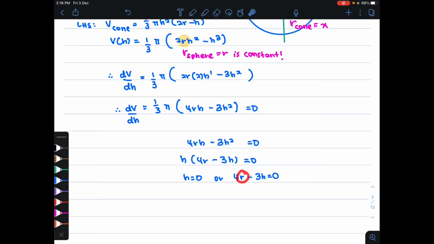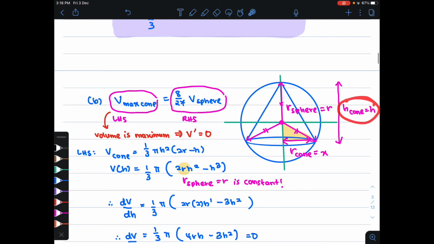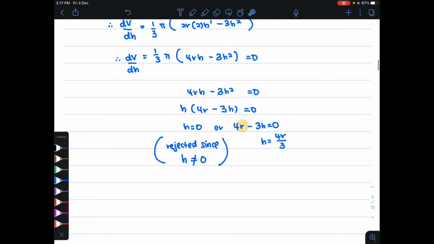Don't forget, R here is constant. Okay, so when you rearrange, you will get H alone, which is 4R over 3. Okay, so now we have two answers. H equal to 0, H equal to 4R over 3. But don't forget, H is what? H is the height of the cone. So, height cannot be 0. Alright, so we will reject this one. So, H is 4R over 3. Okay, but it is not finished yet.